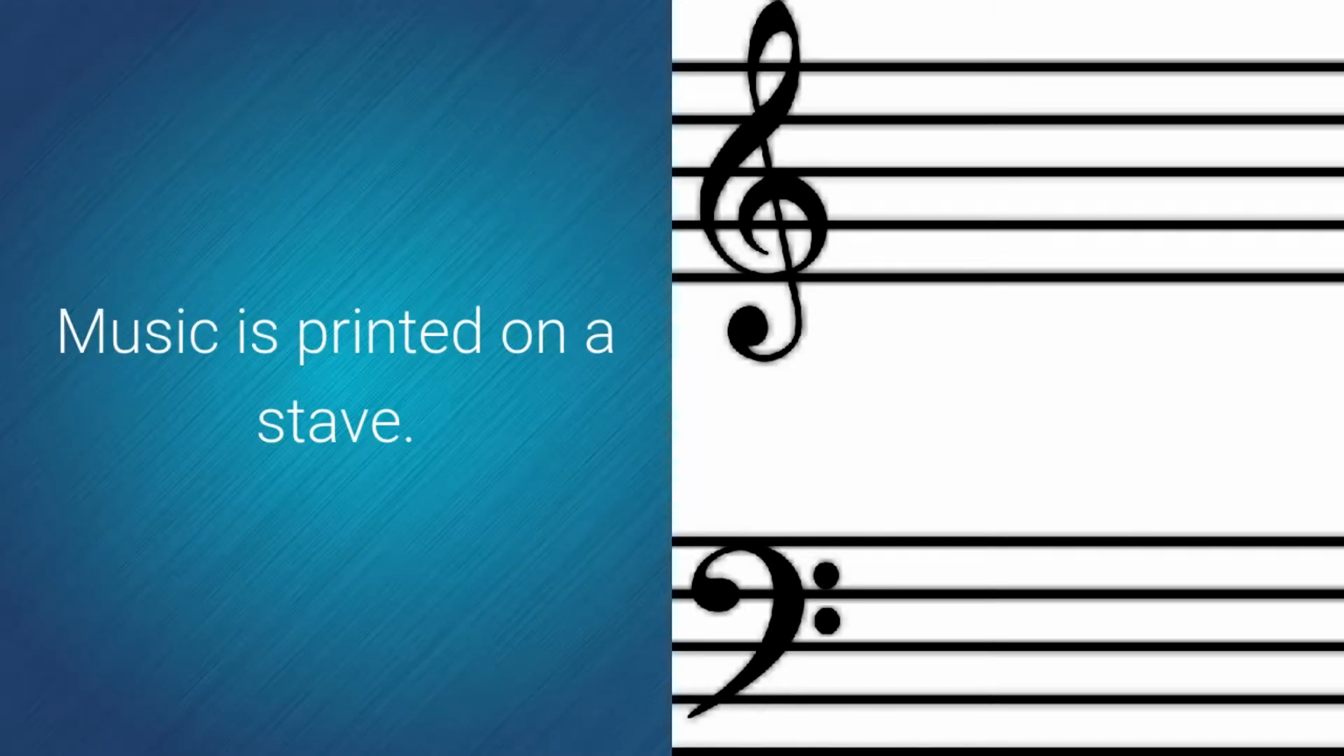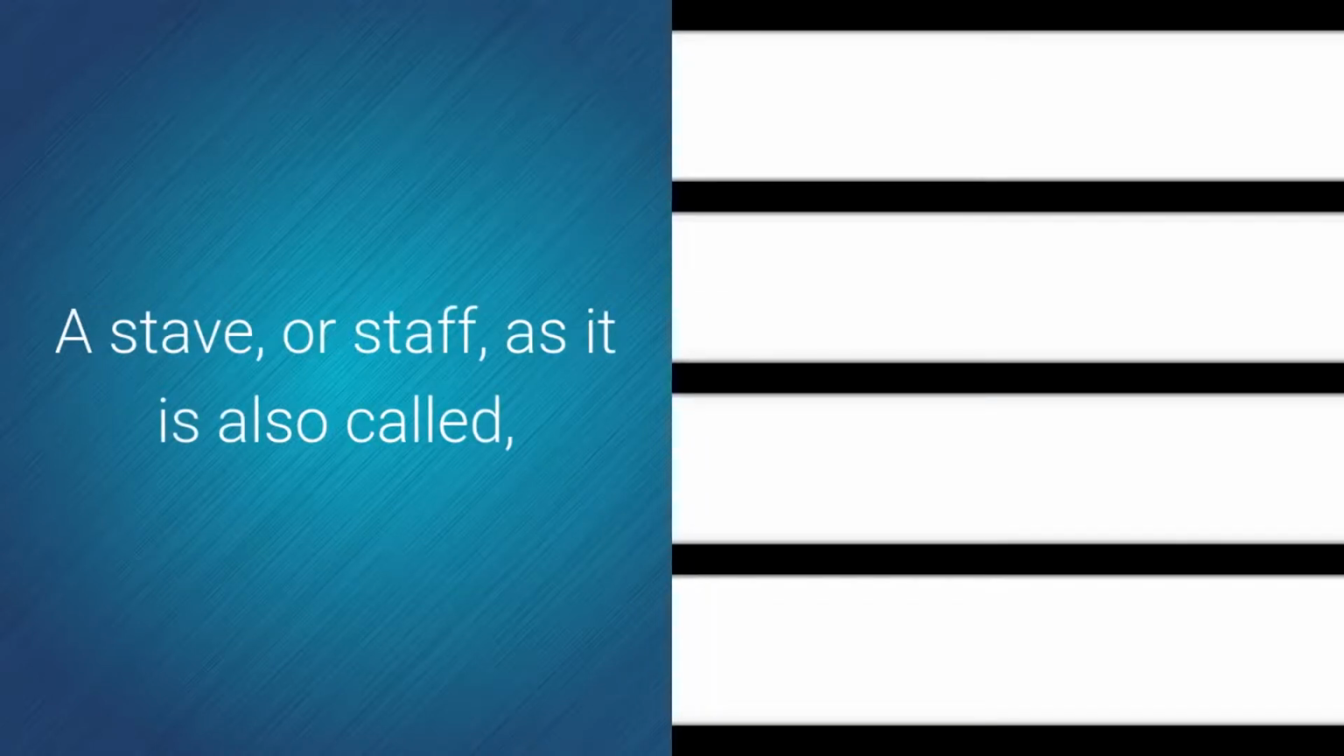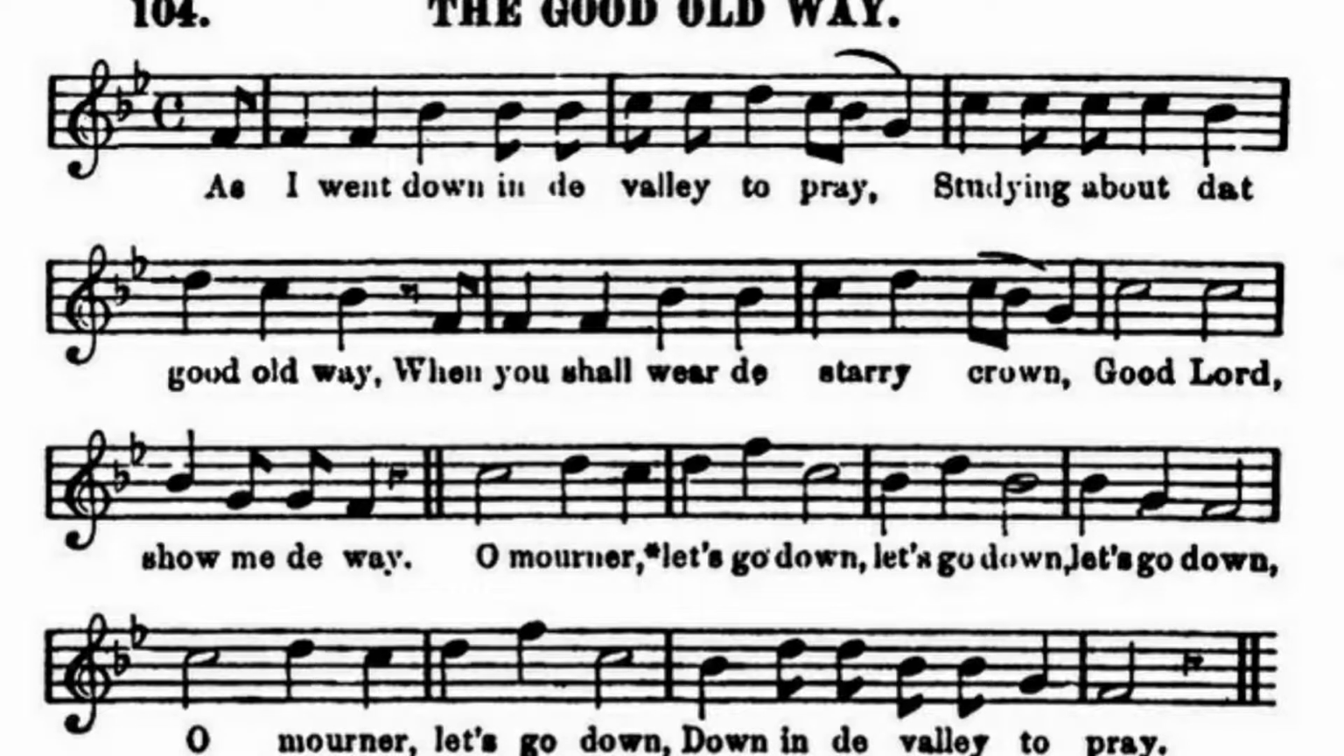Music is printed on a stave. A stave, or a staff as it is also called, is a series of 5 parallel horizontal lines. For piano and other keyboard instruments, you will find 2 staves, one on top of the other. Each staff represents one hand, right hand on top, left hand on bottom. For most other instruments, you will only have one staff.